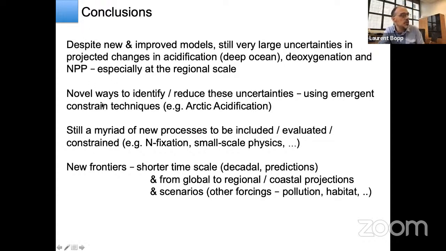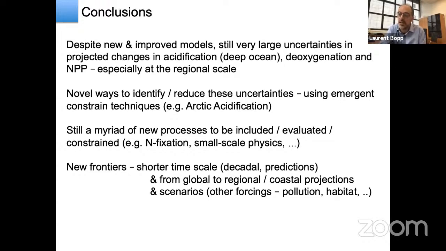So I hope I convinced you that we have novel ways to both identify and reduce these projection uncertainties, using in particular these emergent constraint techniques, as I showed for the Arctic Ocean acidification. There are still a myriad of new processes that need to be included, evaluated, and constrained.